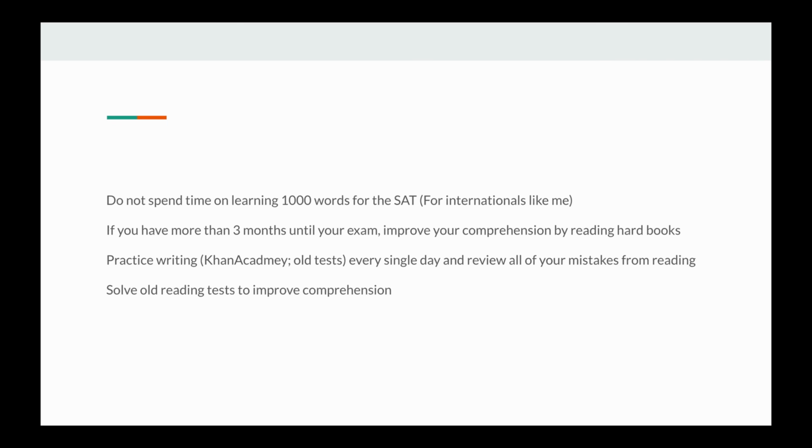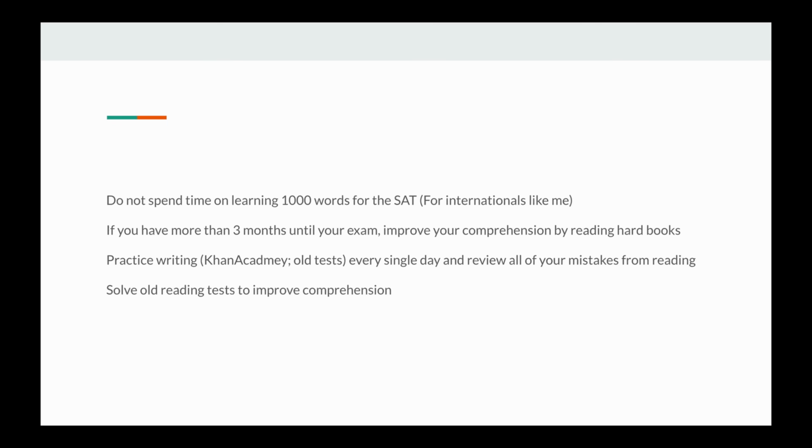Underline words that you don't know. Find the definition. Understand that word in the context of the book that you're reading. Understand that word in the context of the show that you're watching. That will actually help you understand that word. While learning 1000 words for the SAT by flashcards is just not going to help you at all. I'm just saying that.